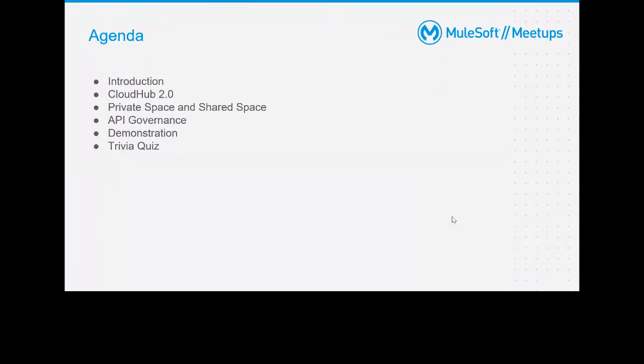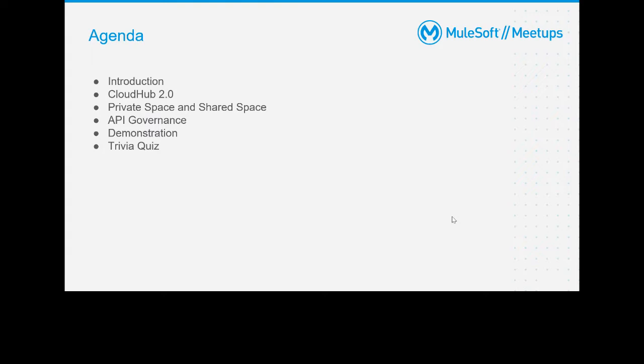Okay, the agenda. We have already had an introduction. Then we will discuss CloudHub 2.0: what are the private space and the shared space in CloudHub 2.0? We will talk about API governance. Then we will have some demonstration. Finally, we have a trivia quiz. Any question on the agenda or anything? No.